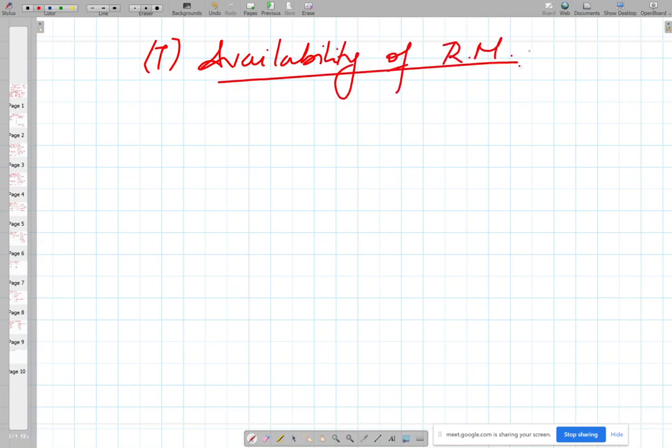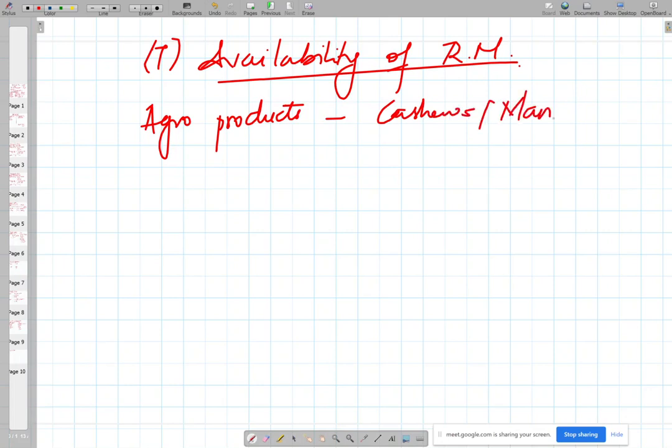Okay, and the last 2 points that we will discuss, just another 2 points to go. We have availability of raw material, a very important point as to how the raw material is available to you and how much is available to you. Okay, now sometimes certain raw materials, like let's say especially agricultural products, okay, agro products, take in Goa itself, okay, cashews or mangoes as agricultural products are very popular, right?